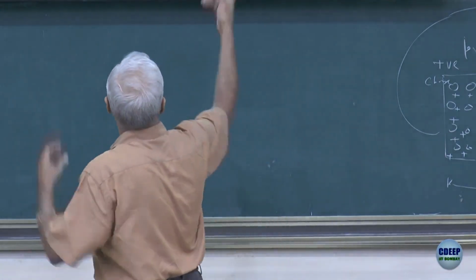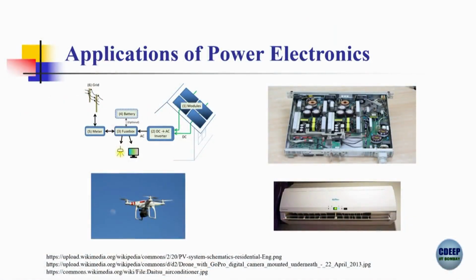Okay, then there are some other applications, and I don't want to really discuss them in details. You can see that there is a big lab power supply on the right side top, and this one here is a drone that you can see.